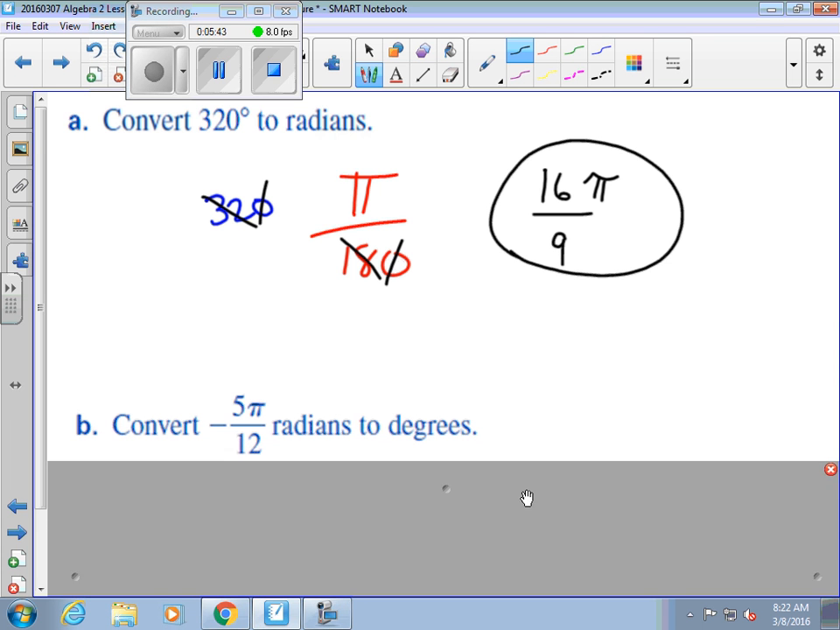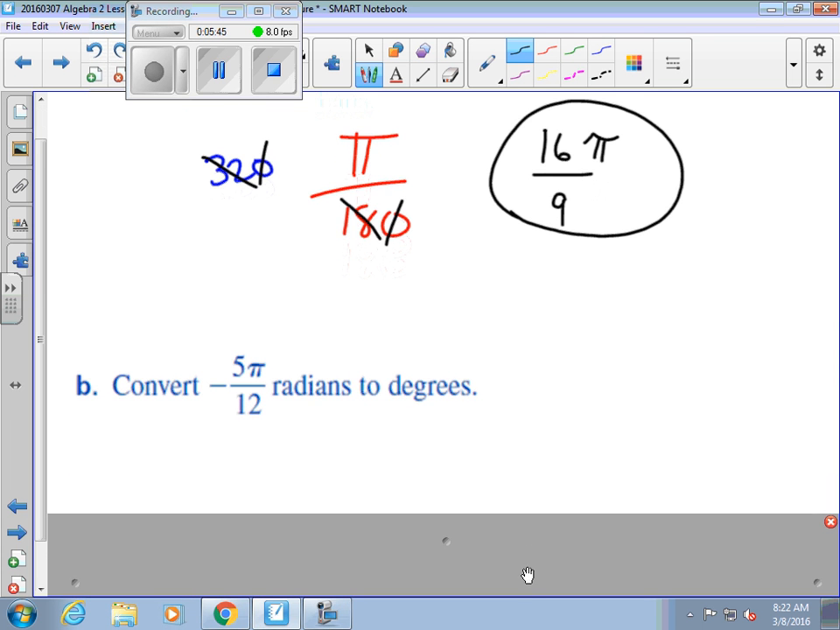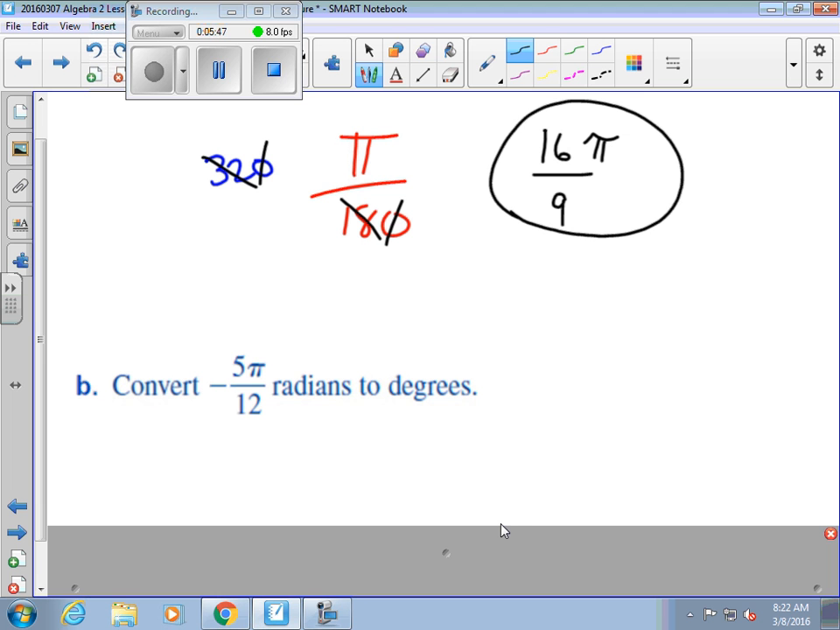What about this one? Convert negative 5 pi over 12 from radians to degrees. Again, you're either multiplying it by pi over 180 or 180 over pi. Which one do you multiply it by? See if you can take about 45 seconds to figure that one out.